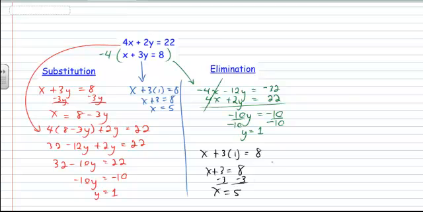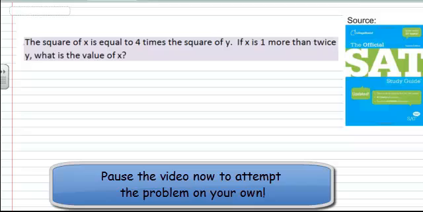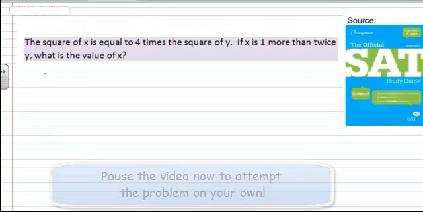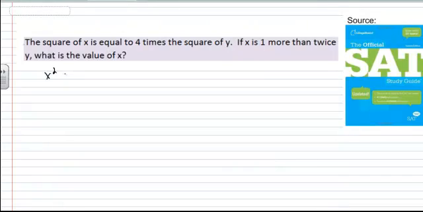In this problem, the square of x is equal to 4 times the square of y. If x is 1 more than twice y, what's the value of x? Well, the first thing I can do here is take both of the sentences they gave us and turn them into algebraic sentences. The square of x is equal to 4 times the square of y. The other one is that x is 1 more than twice y.